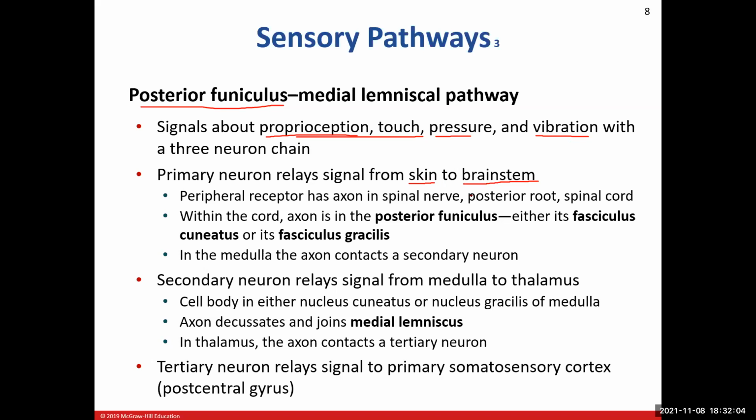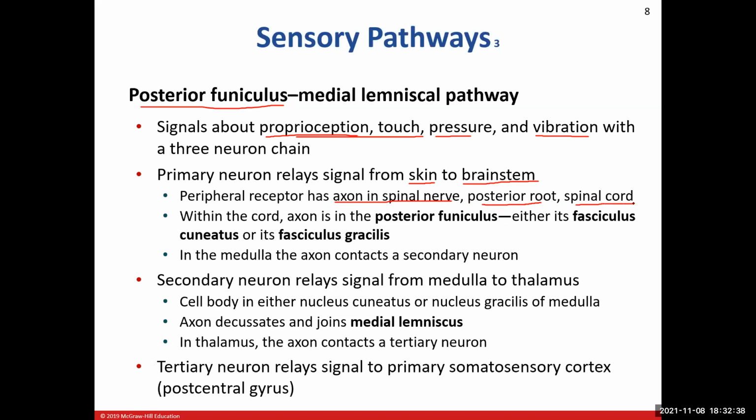All right, so the peripheral receptor is going to be, let's use the finger, for example. Your peripheral receptor is in the finger. That becomes stimulated, and it's going to then transmit that sensory input on that primary neuron, first down the axon. It'll enter into the spinal nerve, and then it'll enter into your spinal cord through the posterior root.